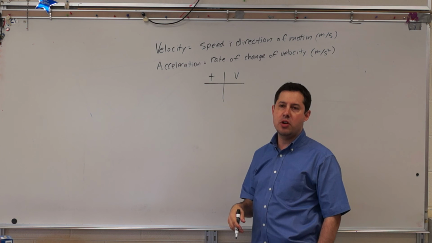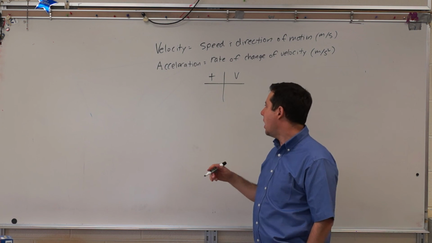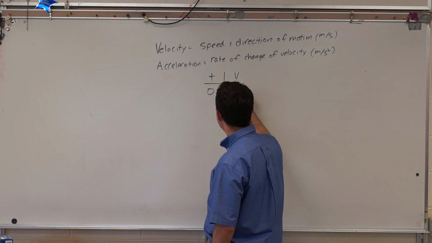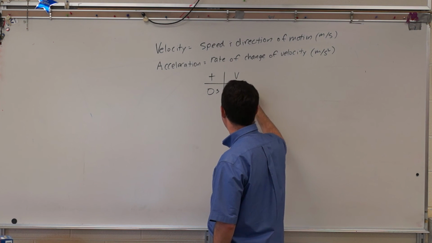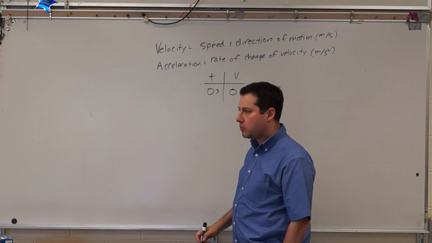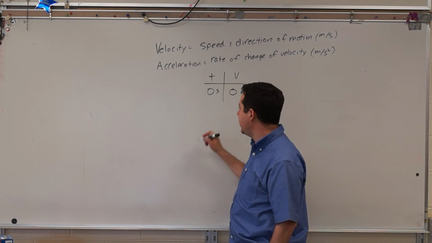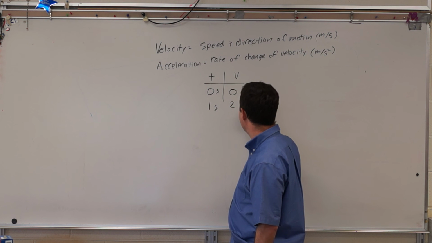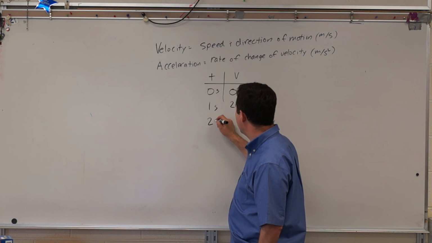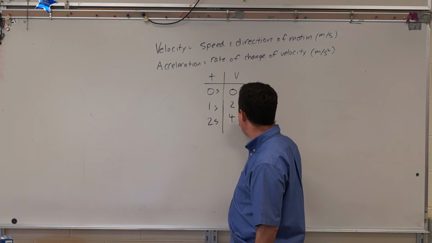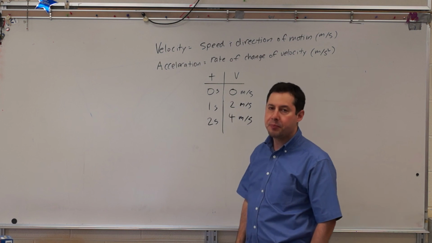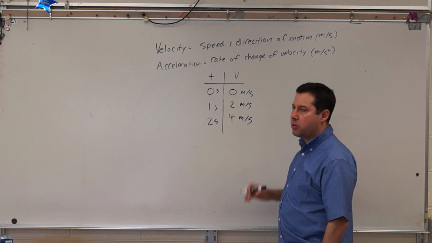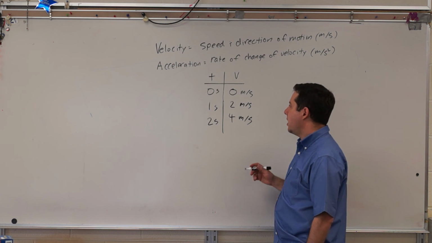So let's say you could measure the speed of an object, and at time equals 0 seconds, it was going at 0 meters per second. So it's stopped, but it's not going to stay stopped. After 1 second, it's now going at 2 meters per second. And at time equals 2 seconds, it's going at 4 meters per second. The velocity is increasing. What does that tell you about acceleration?